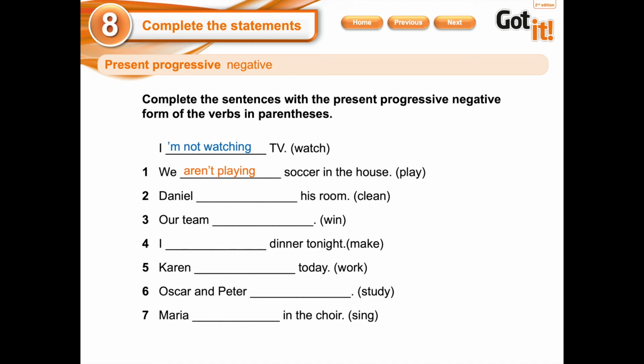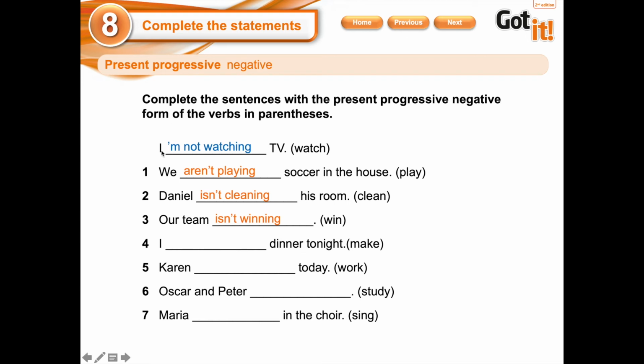Let's continue with number 2. Daniel, his room, clean. Daniel is only one, the representation of he, so isn't. Daniel isn't, and ing, cleaning. Daniel isn't cleaning his room. Remember what this means in Spanish. For example, Daniel no está limpiando su habitación. Acciones en progreso. Number 3, our team. I have only one team. For that reason it is isn't. Our team isn't winning.